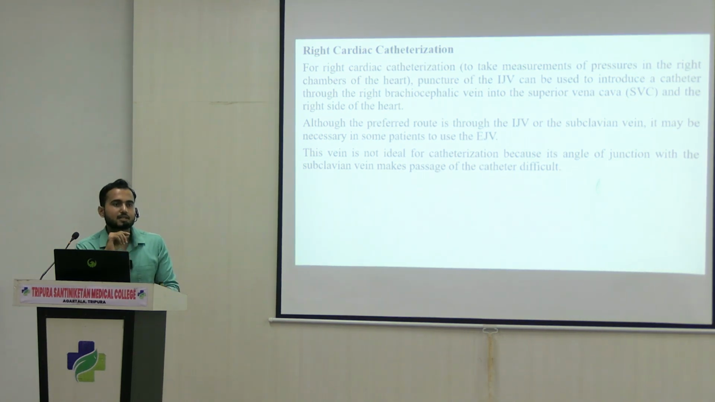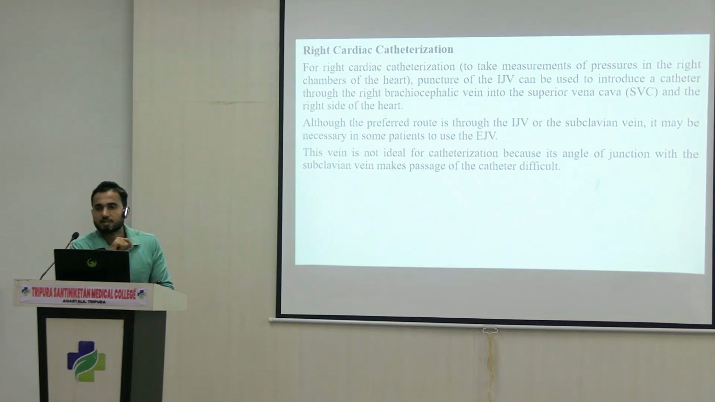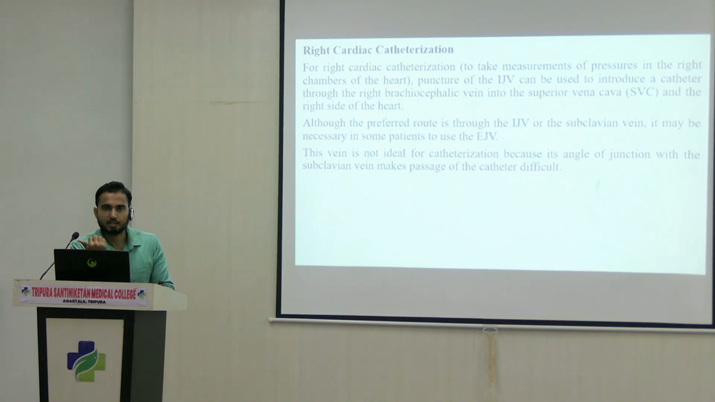Do you remember last class I told you about the sternocleidomastoid muscle? If you see the origin of the sternocleidomastoid muscle, there are two heads: one is the clavicular head and another one is the sternal head. In between the two heads, there is a small triangular space that is called the lesser supraclavicular fossa or lesser supraclavicular triangle. What is present over here? In that there is the termination of the internal jugular vein. So that particular area is selected in order to insert the needle for right cardiac catheterization.